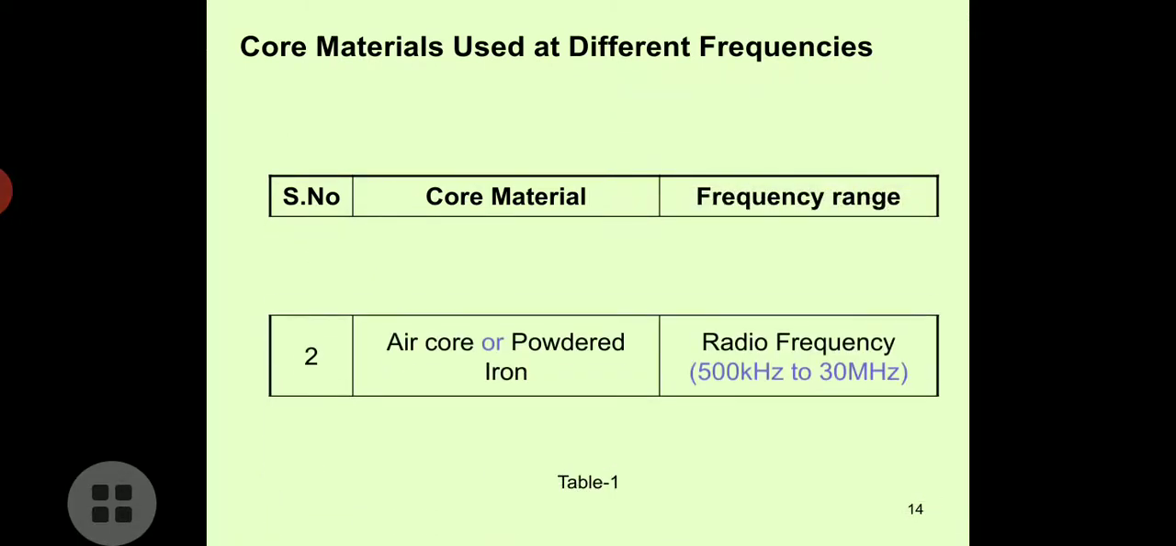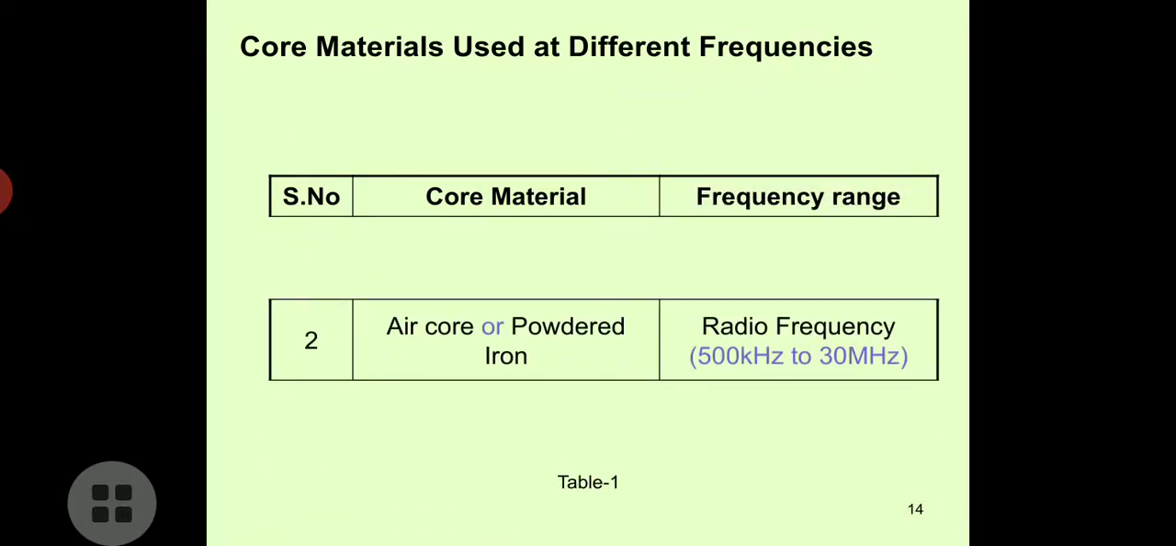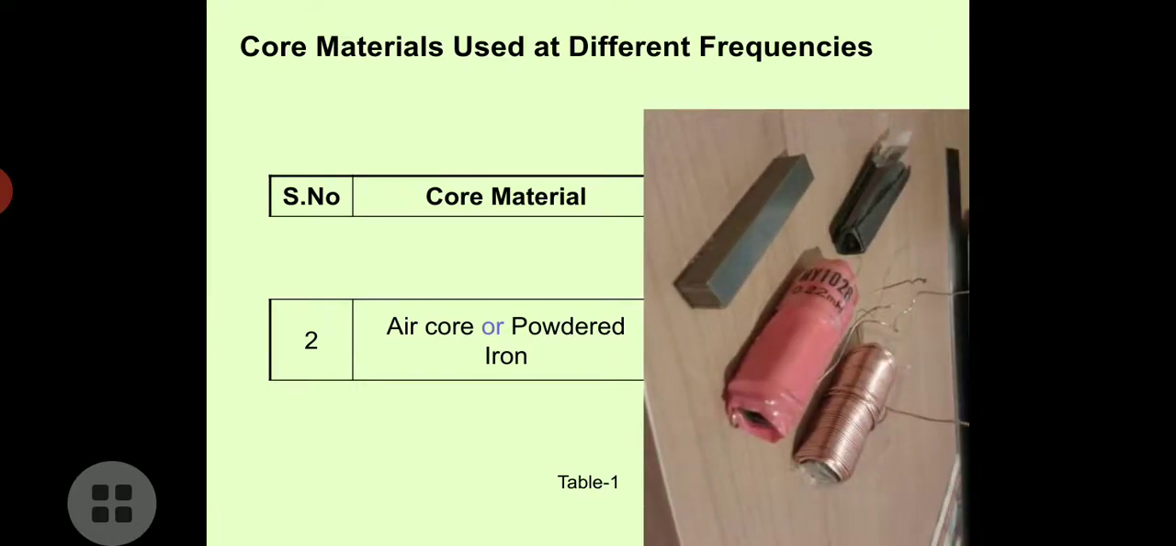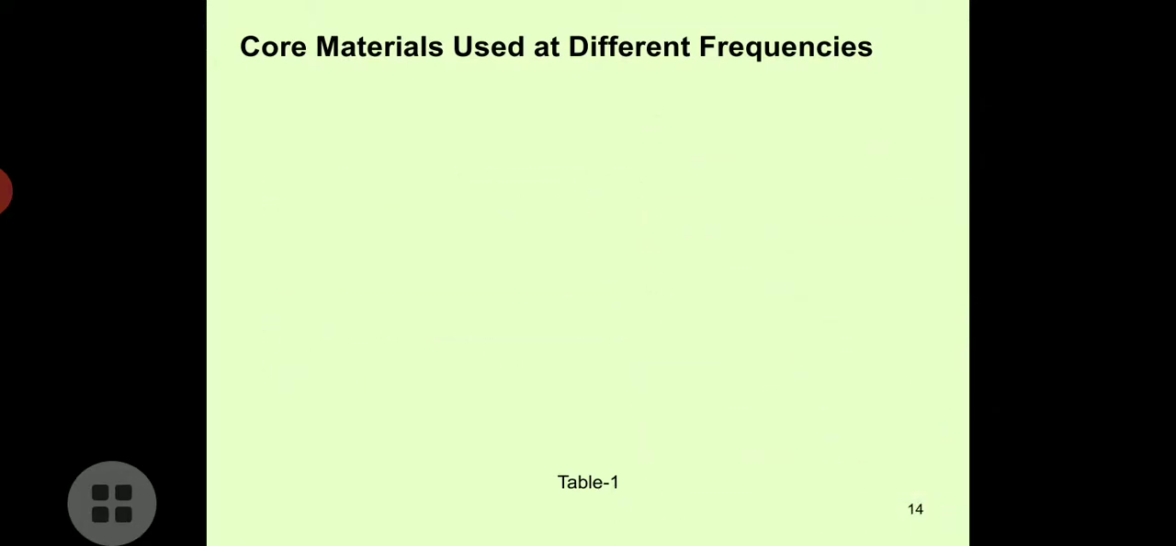Here comes the air core or powdered iron that is working at radio frequencies. You can see the middle one, the red looking one, that is actually the main coil that is used. Even the right side one is a coil, whereas there is an iron rod inside that. Next to that are the ferrite rods that are used to wind it. But normally air core or powdered iron core are used at the RF frequency range. And there is one more model we can see over here.